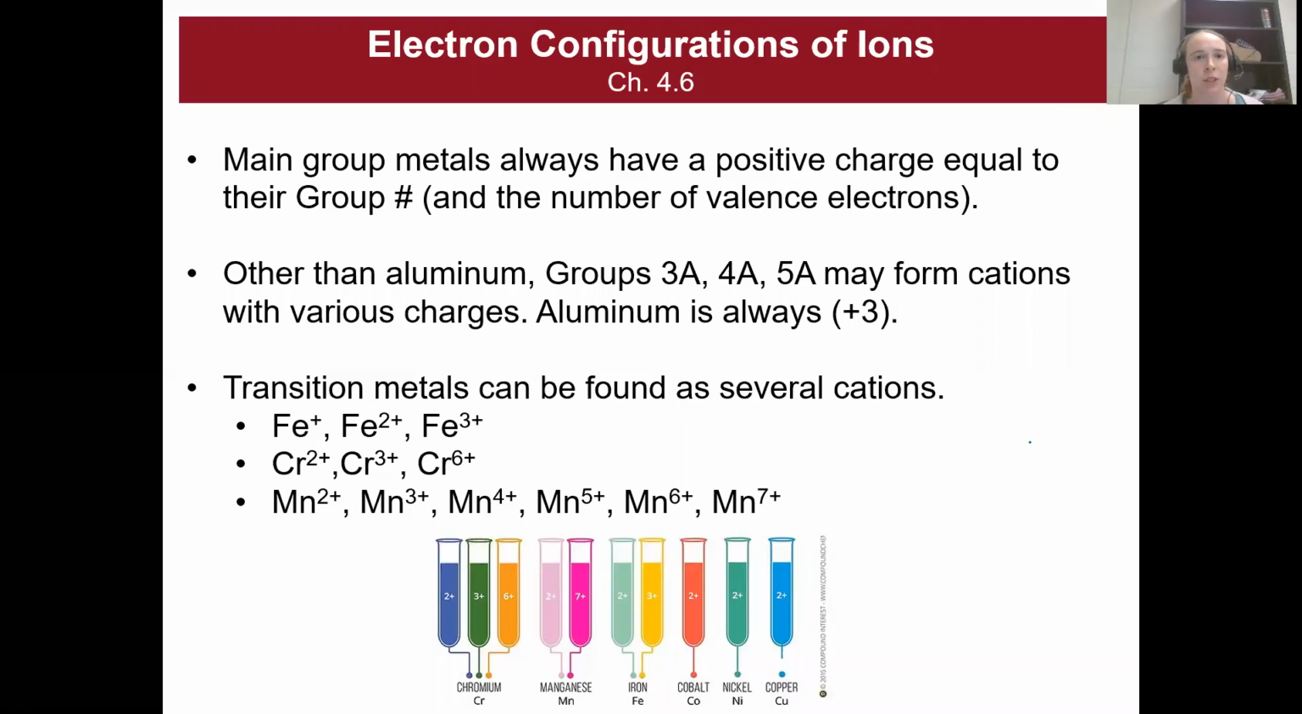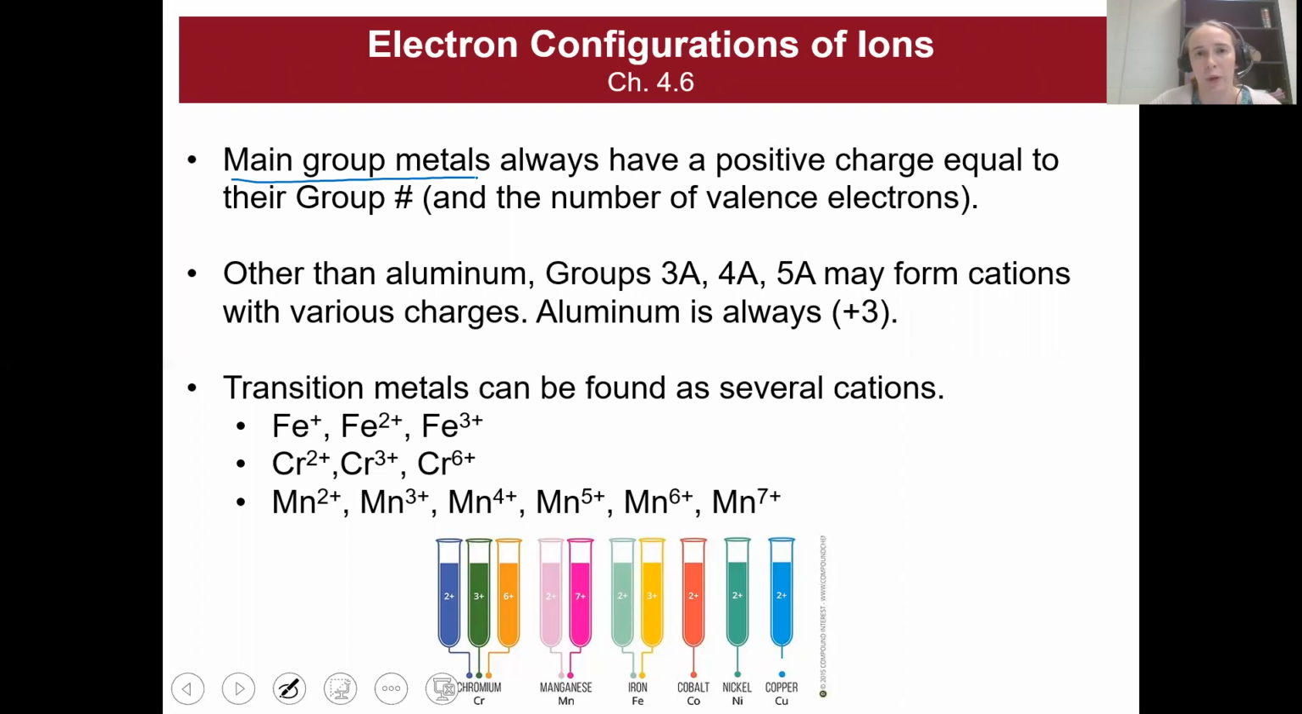All right, so this is just kind of a summary slide for cations. I started with cations and talked about the main group metals and the transition metals. So cations are almost always metals. Our main group metals almost always, or always probably, have a positive charge equal to their group number. It's also equal to the number of valence electrons that they have.